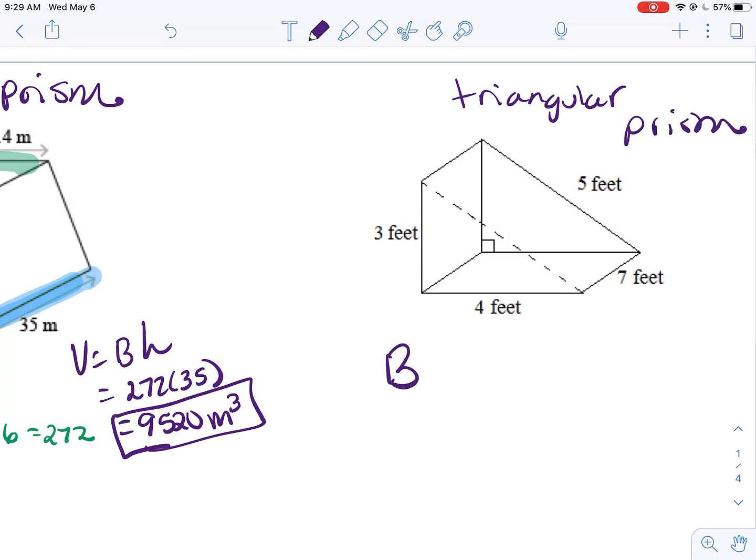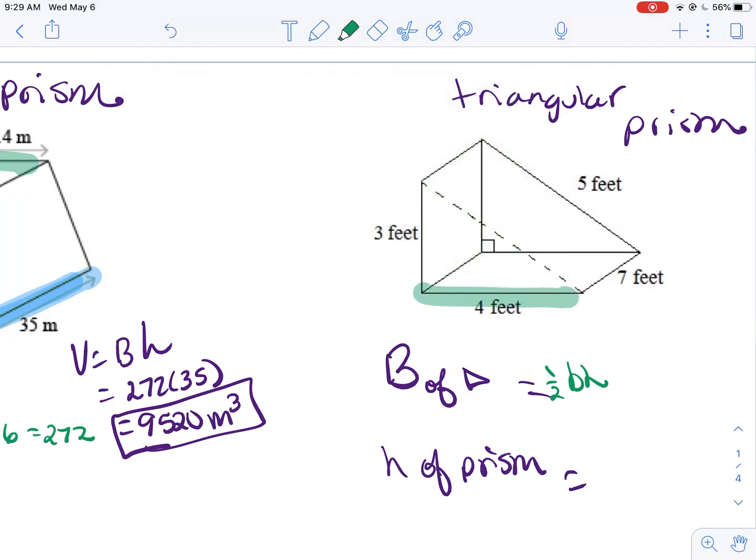So I need big B of the triangular base, and then I need an H of the prism itself. For the triangular prism, it's 1/2 base times height. Luckily for me, my base is 4 and my height is 3. So this is 1/2 times 3 times 4, which is 6.